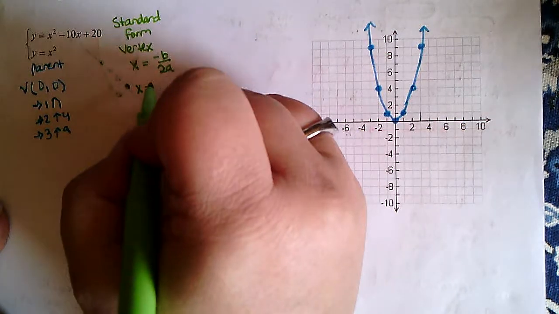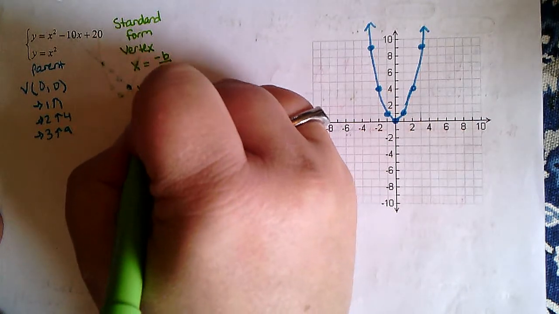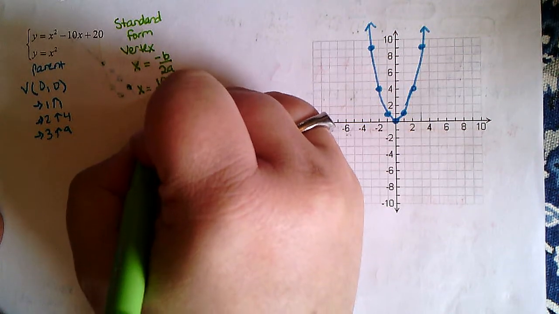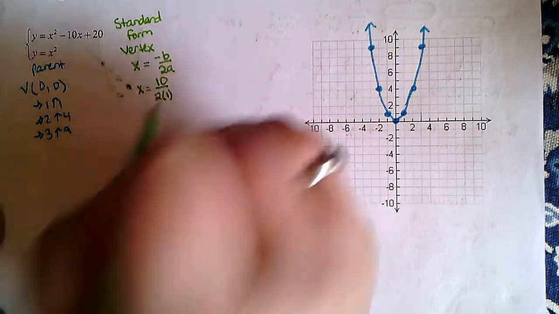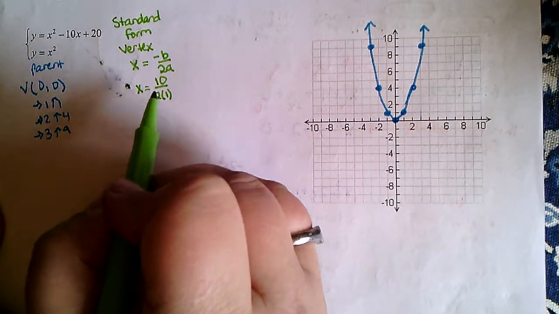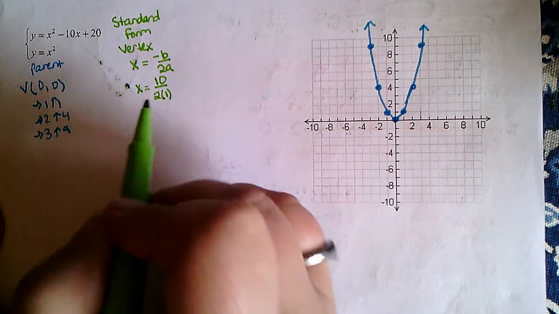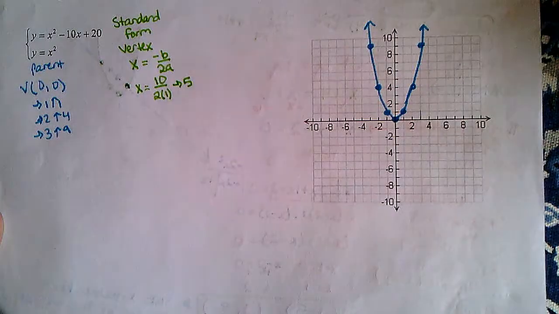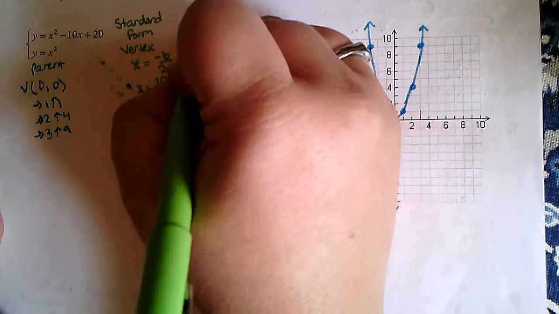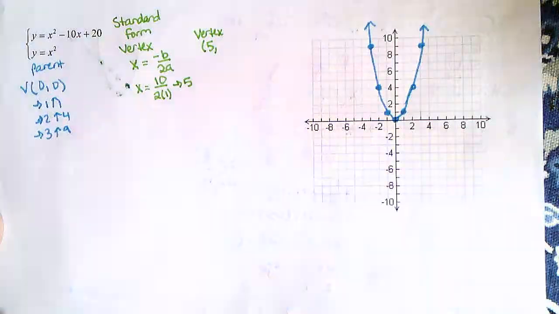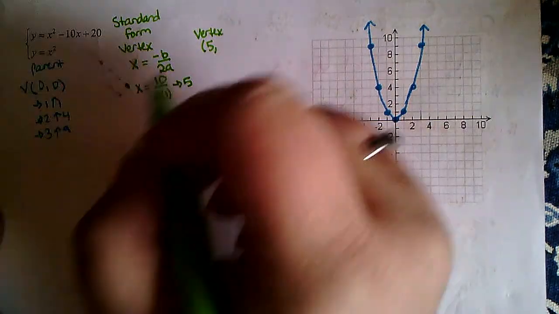B is negative 10, so I'm going to do the opposite of negative 10, which gives me positive 10, divided by 2 times a. A is 1 because it's in front of the x squared. So 10 divided by 2 times 1. 2 times 1 is 2. 10 divided by 2 gives us 5. So in my vertex, I'm going to have 5 something. Well, how do I find that something?